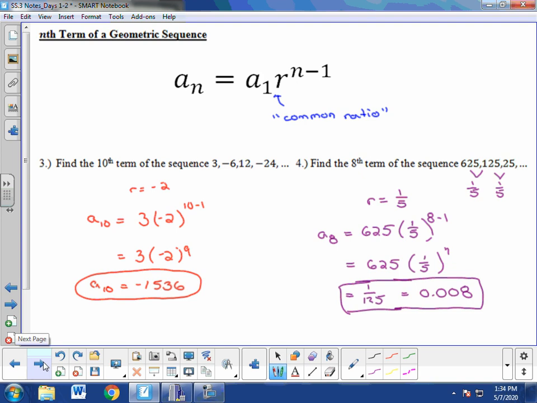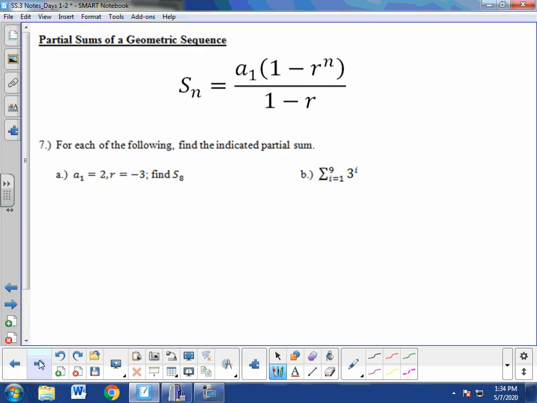Now there's another formula for geometric sequences, like we saw with arithmetic sequences. We have the ability to find a shortcut for partial sums. So with arithmetic sequences, we found that if you needed to add the first three terms, not a big deal. You can find the first term, add it to finding the second term, and then add that to finding the third term. But if I want to find the sum for the first 30 terms, that could be pretty tedious. Find each of the 30 terms and then add all those together.